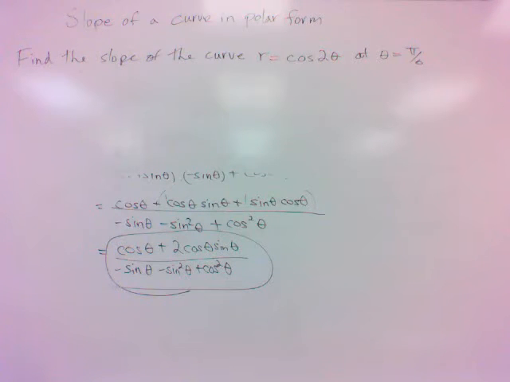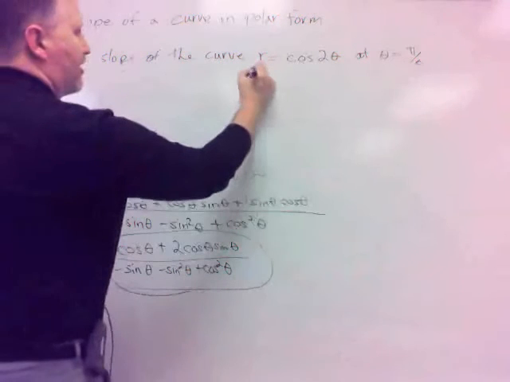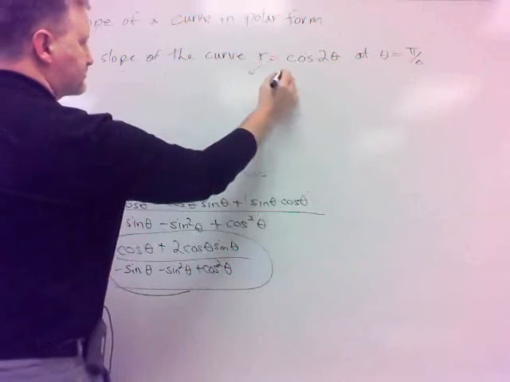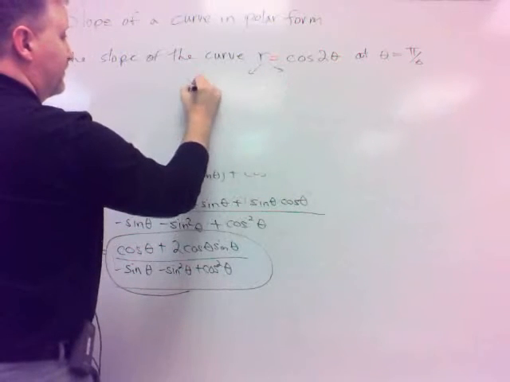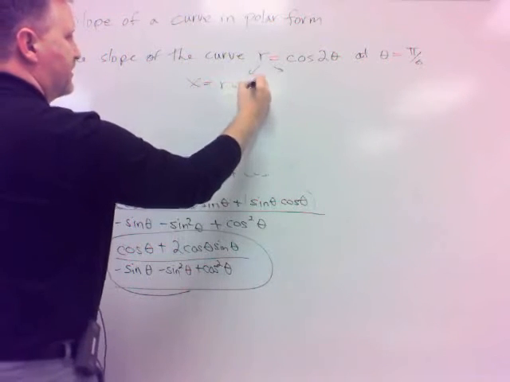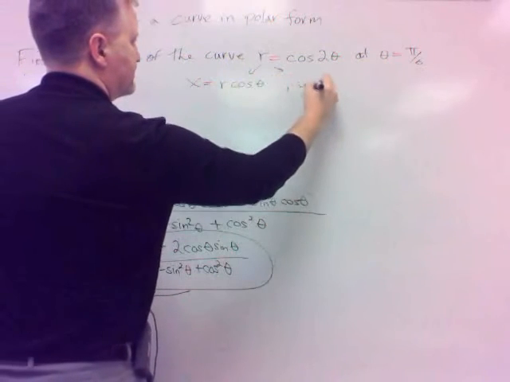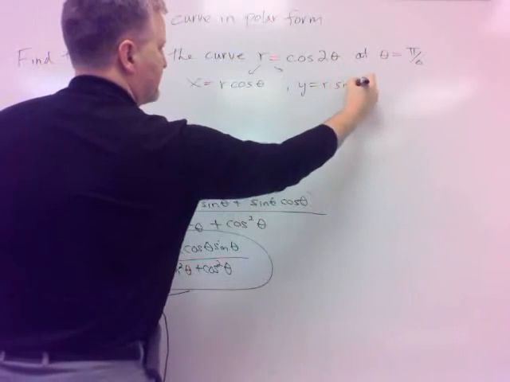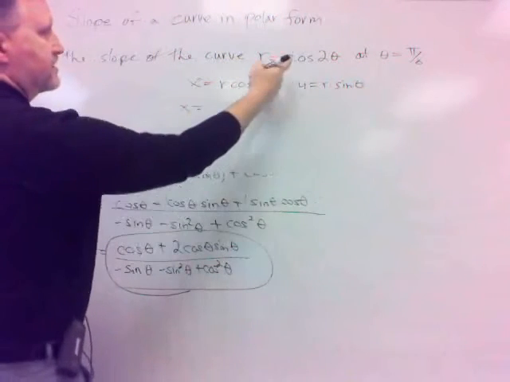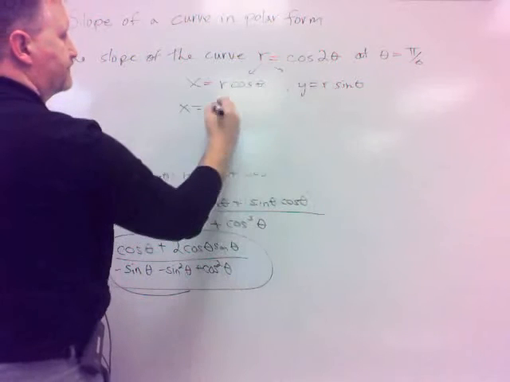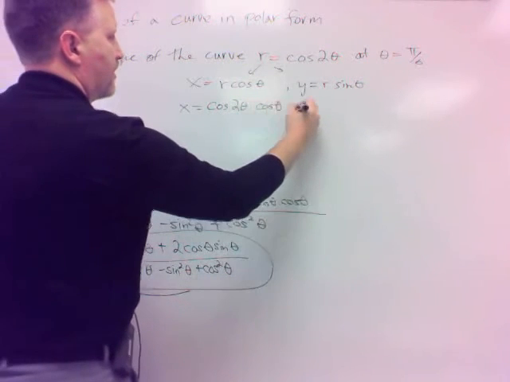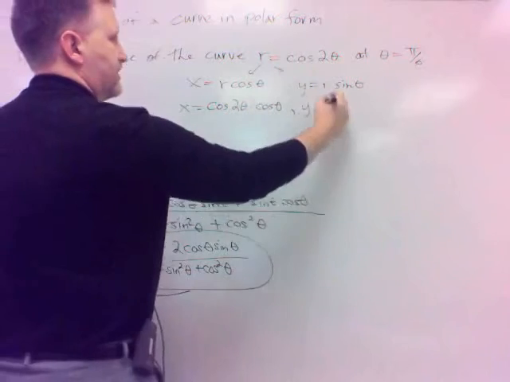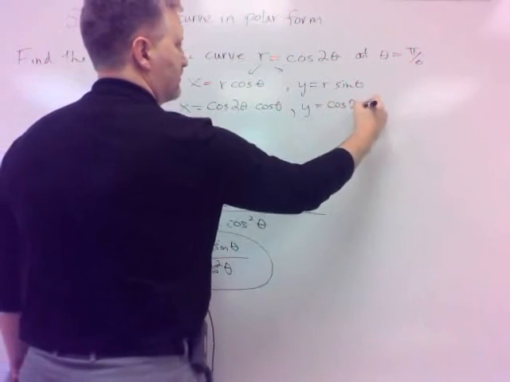All right, so there's not just a nice way of doing it other than to say, well, r, I can write this parametrically, if you will, as x equals r cosine, y is r sine. So in this case, x is, that goes in for r, right? Cosine 2 theta times cosine theta. Y is, r is cosine 2 theta, so it would be cosine 2 theta times sine theta.